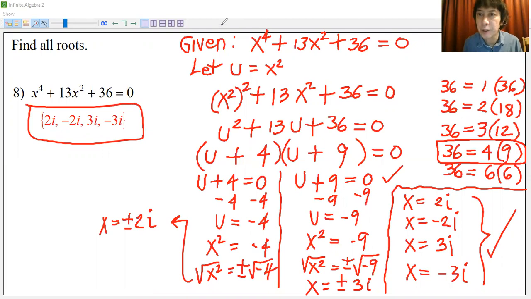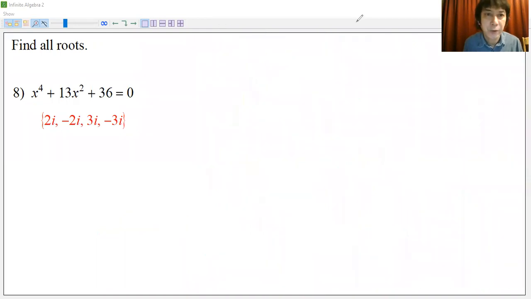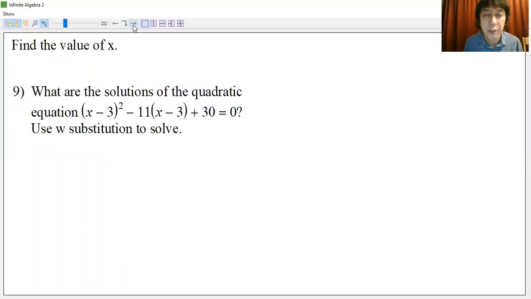Number 9, let's clear the screen. Let's continue with our next. All right, here's the next. Find the value of x. What are the solutions of the quadratic equation? x minus 3 squared minus 11 times the quantity x minus 3 plus 30 is equal to 0. How come this is quadratic in form?